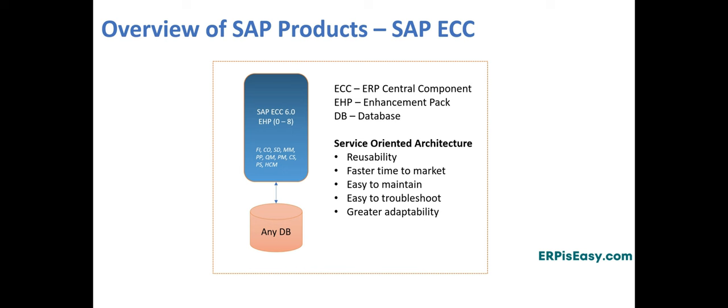Now let's take a look at the solutions offered by BTP. They are divided into four main categories. They are database and data management, analytics, application development and integration, and intelligent technologies. Now let's take a look at these capabilities one by one.